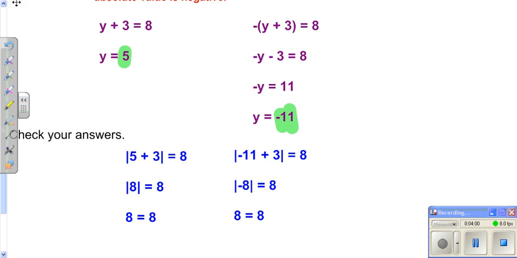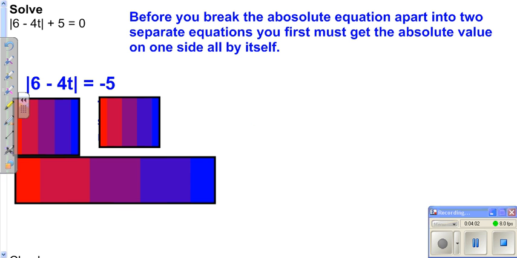So let's go ahead and look at the next problem. Here we need to go ahead and continue to work with this, but you need to get your absolute value by itself. So you need to go ahead and get rid of the +5. To get rid of the +5, we need to subtract 5 from each side. When we do that, we have this.